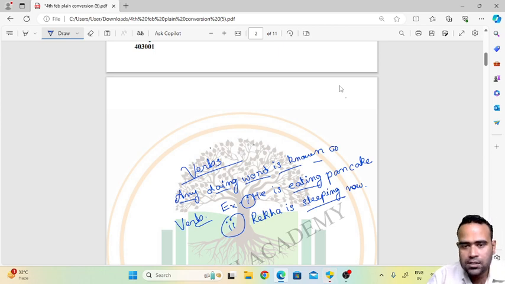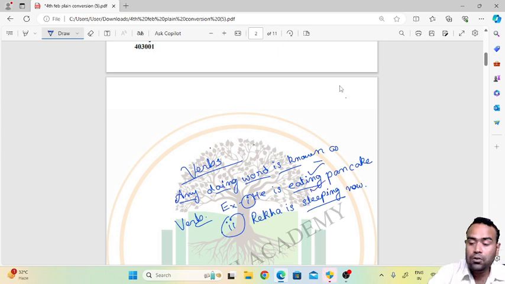Say it here. He is eating pancake. So eating is doing something, right? So he is eating pancake. Hence eating will be considered as a verb. Next thing, Rekha is sleeping now. So sleeping is doing something, right? It is she who is doing something. What is Rekha doing? She is sleeping now. So sleeping will be considered as a verb.